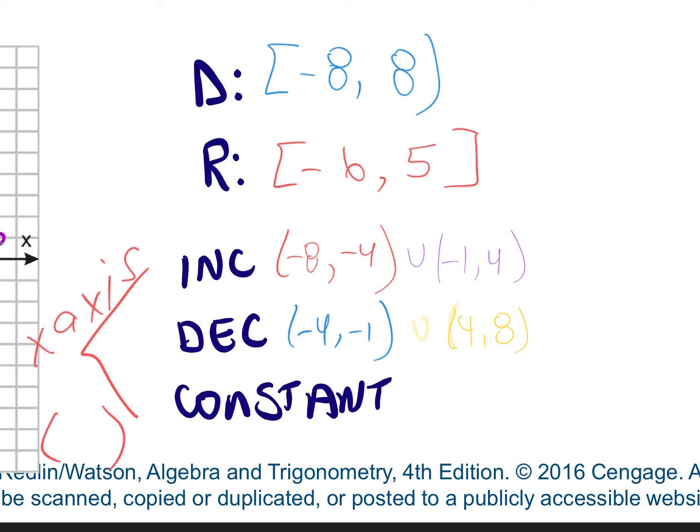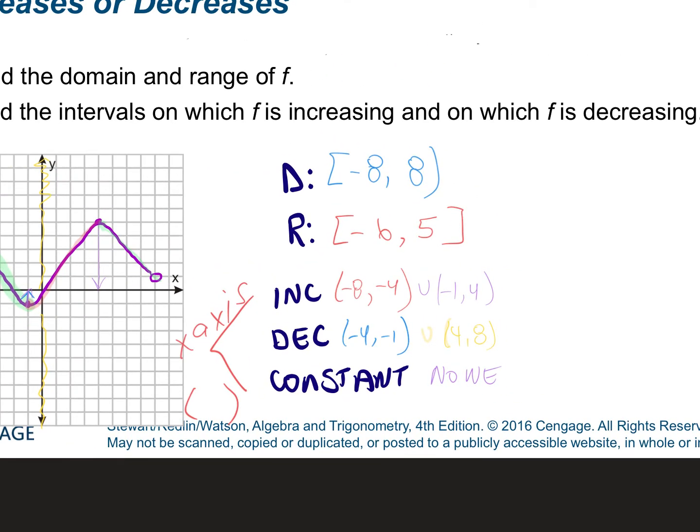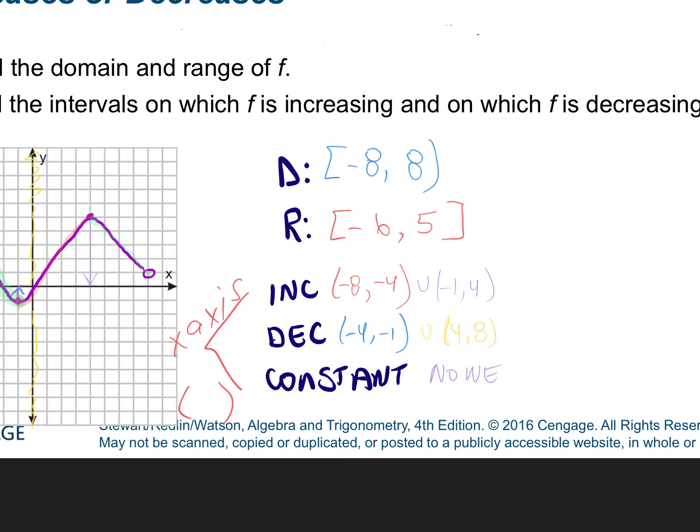What do I put where it's constant? Is there an area on this graph that just stayed flat left to right? No, so your answer for constant would be none. You can write "no constant," whatever. Don't leave it blank, because then I just think that you don't understand what constant means. There could be no areas of increase or no areas of decrease. If there isn't one, then just put none. Does that make sense? All right, that's what we got.